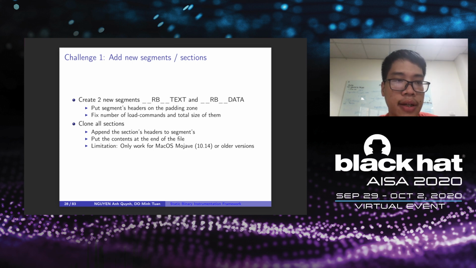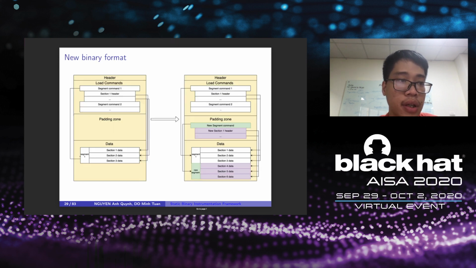Talking about the challenge when I add new segments or sections, I create two new segments, RB text and RB data, by putting segment headers in the padding zone and fixing some numbers. Then I clone all the desired section headers, append them to these segments, and place their content at the end of the file. However, this can only work for macOS Mojave or older versions. So you can see here is a new binary format.